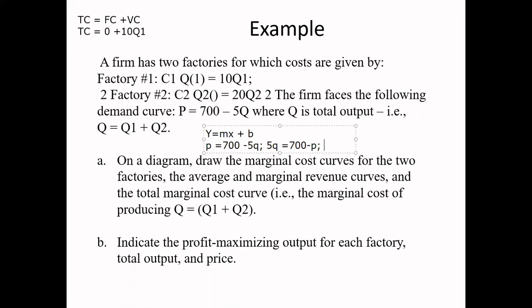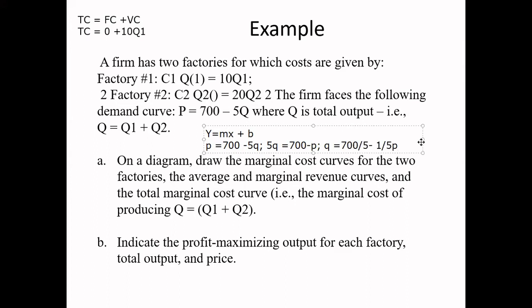Then the Q will be, I divide the whole parts by 5. Then the quantity will be equal to 700 over 5 minus 1 over 5 P. So this is the equation in terms of quantity.